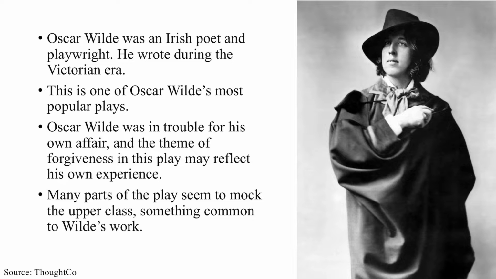So even if he was married in a traditional marriage, he had a love affair which was homosexual, and at the time, homosexuality was illegal. The theme of forgiveness in this play may in some ways reflect his own experience in seeking forgiveness with what at the time was seen as unforgivable from a Christian perspective. Many parts of the play also seem to mock the upper class, something common to Wilde's work.